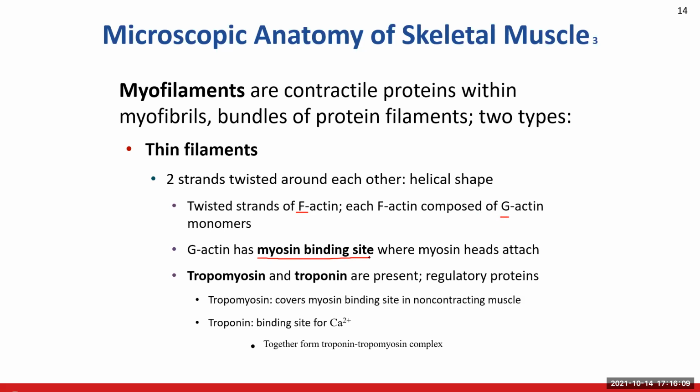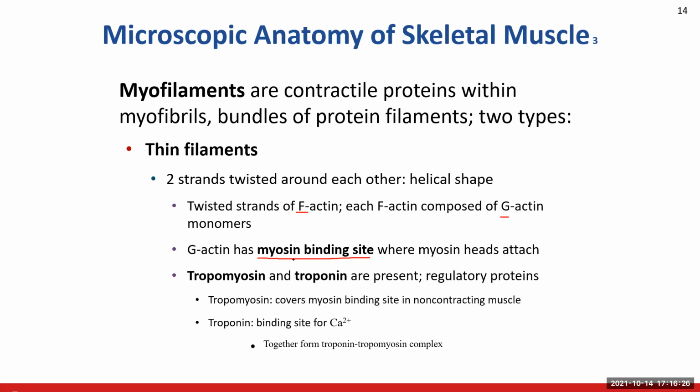Well, that's good because remember, we're going to have these 2 contractile proteins interact with each other, and then they're going to change the shape of the muscle. So the G-actin has the myosin binding site, and that's where the myosin is going to actually attach onto when we start to shorten the muscle.